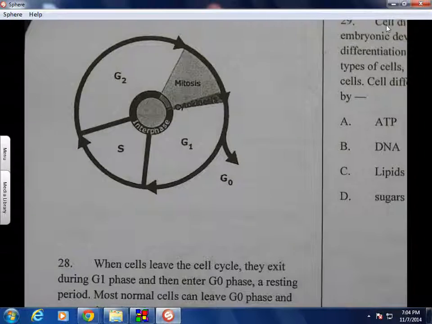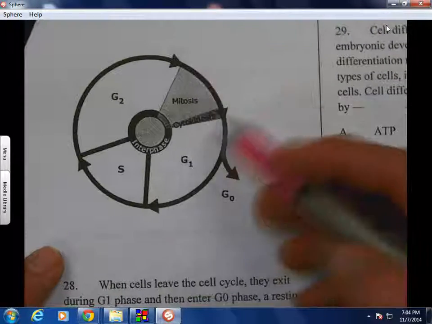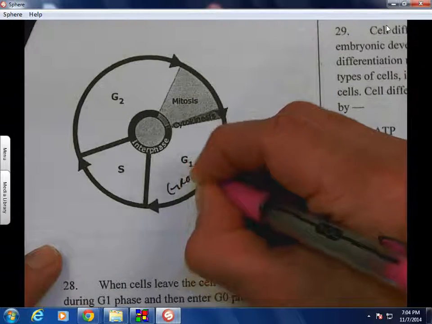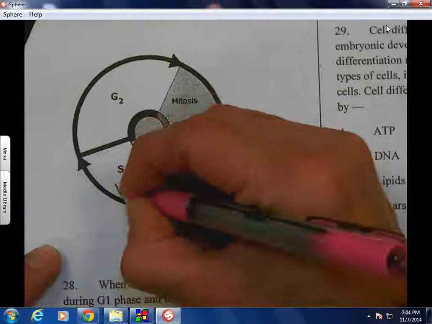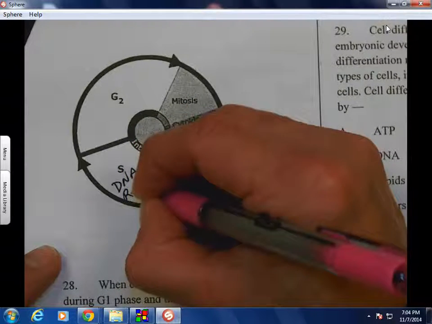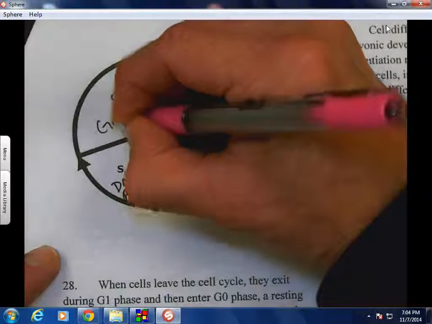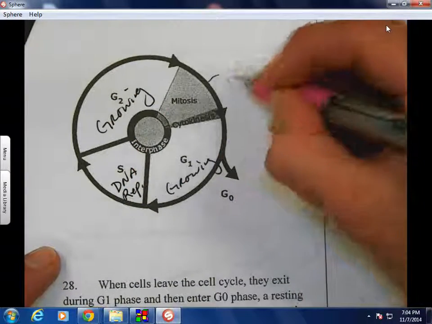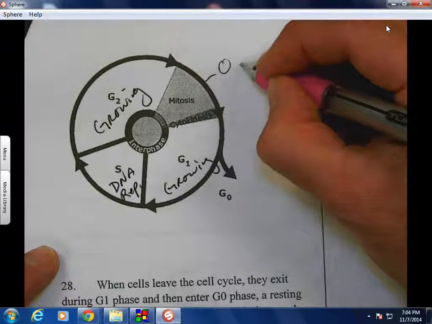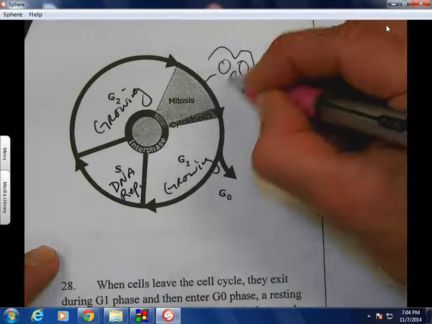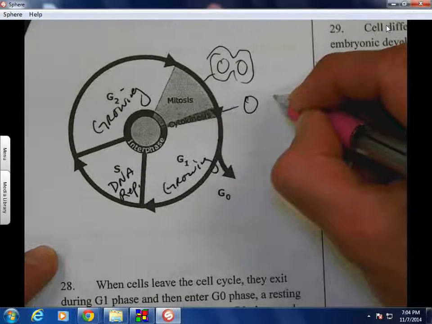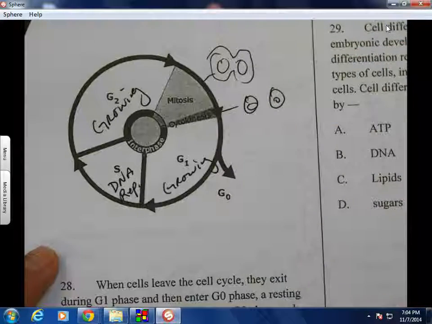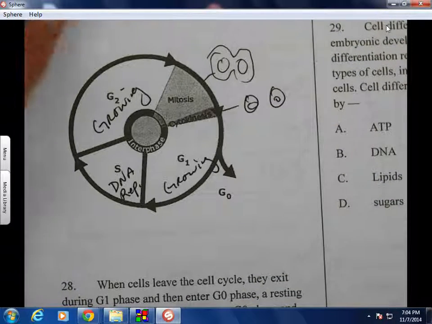Number 28. Here's our cell cycle. This is where it's growing. This is DNA replication. This is more growing. Mitosis is where the nucleus is going to split into two. And cytokinesis is where we're going to end up with two exact cells, identical.